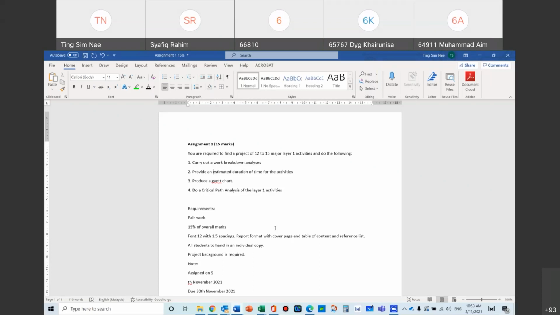So please, by all means, use your IDP project. That will help to lighten your load later on for your IDP. So what you can do is carry out with that.